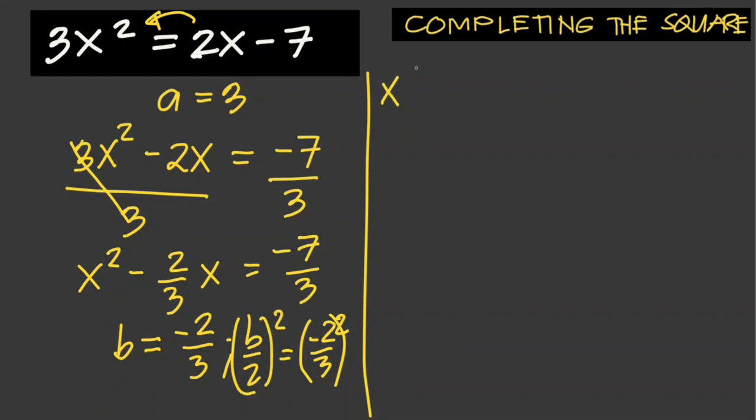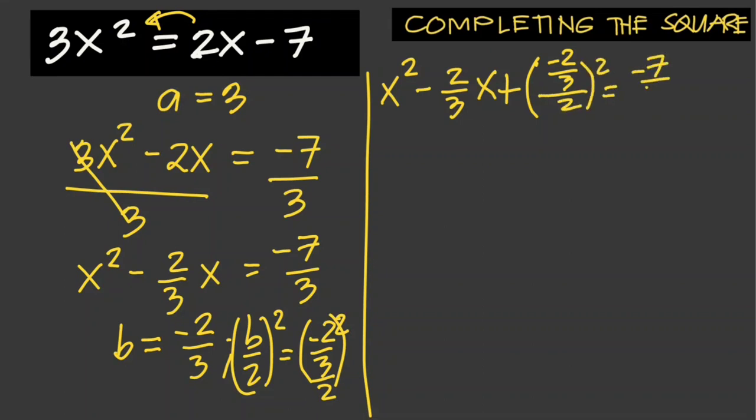So we have x squared minus 2/3 x plus negative 2/3 over 2 squared is equal to negative 7 over 3 plus negative 2/3 over 2 squared. Okay, then we factor this equation here on the left.